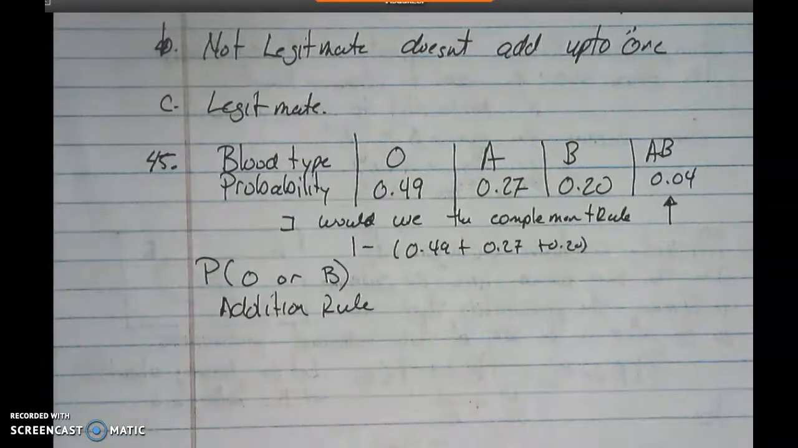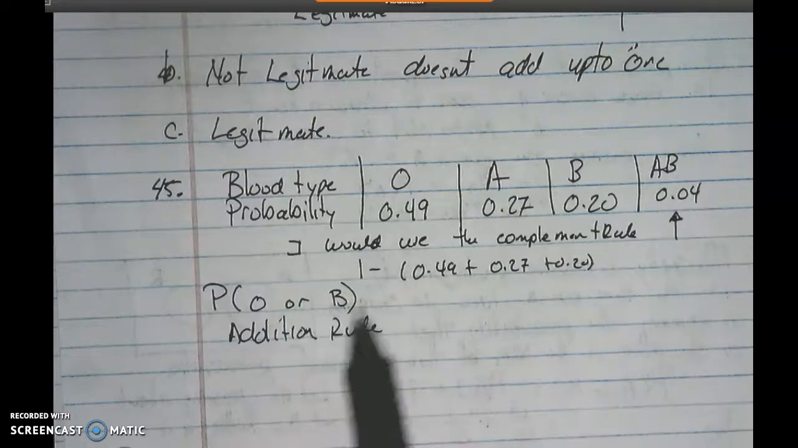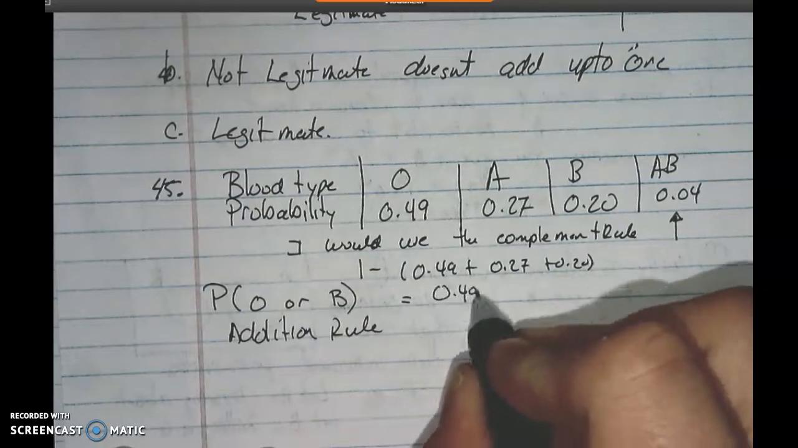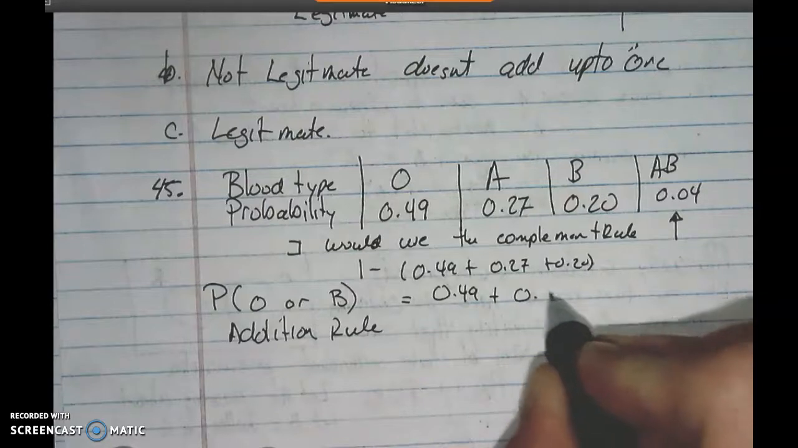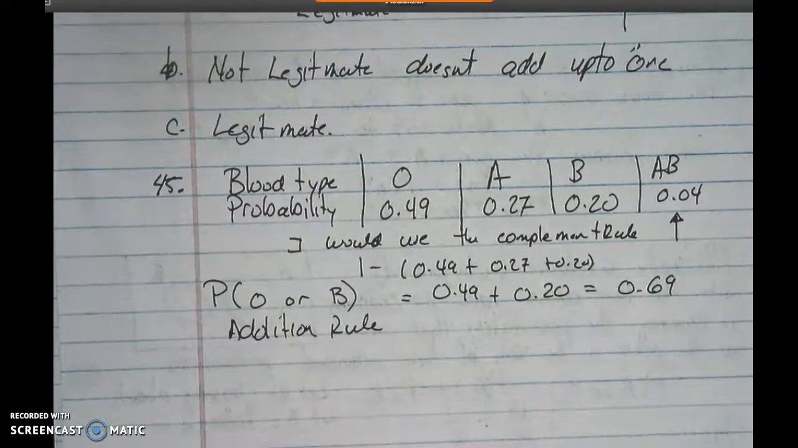We talked about how we did the complement rule to find this. And then I'm introducing how we're going to do the addition rule. So the probability of having an O type plus the probability of having a B type, which would be 0.69. Okay, easy peasy stuff. This first little bit's nice, straightforward.